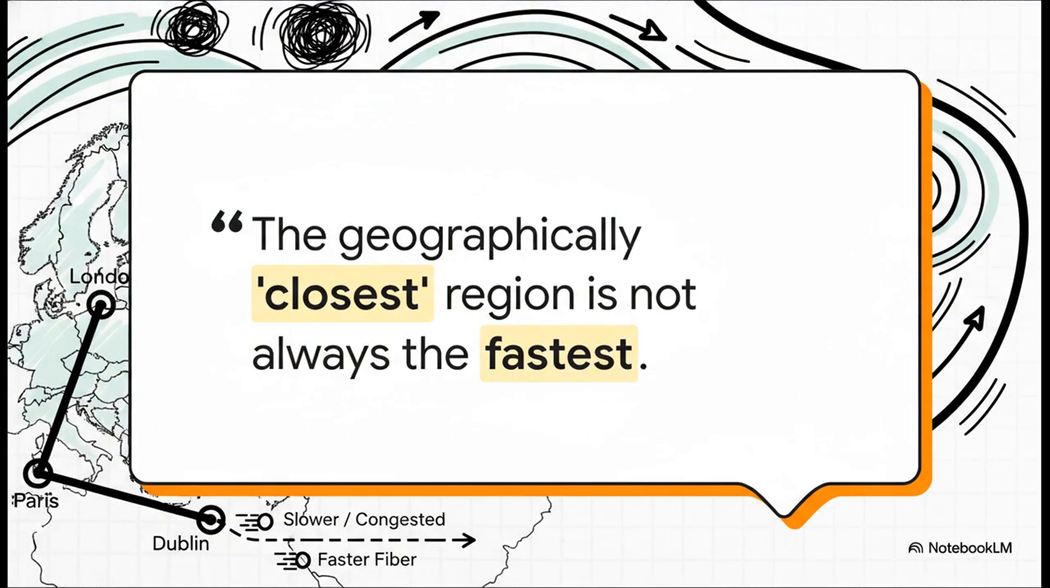And this leads us to the number one mistake people make when thinking about this. You might think that for a user in London, the Paris server is the obvious choice because it's geographically closer than, say, a server in Dublin. But what if the network path to Dublin is less crowded? What if it's using faster fiber optic cables? In that case, Dublin could actually be faster. It could have lower latency. Latency routing knows this, and it'll send that London user to Dublin every time to get that better performance.